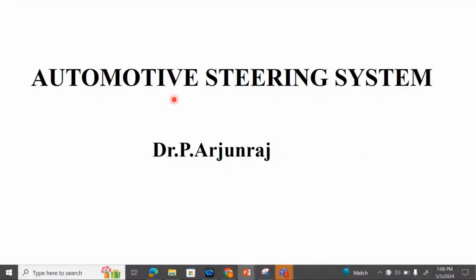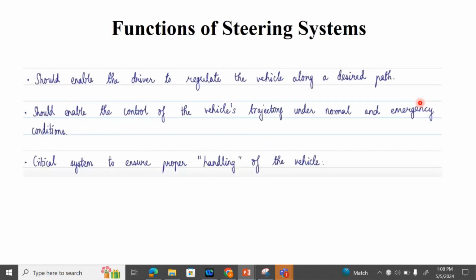So in this session, we are going to see about the automotive steering system, the different types of automotive steering systems. Before going into the detailed steering system, let us first see what are all the functions of a steering system. What are the basic functions of a steering system?